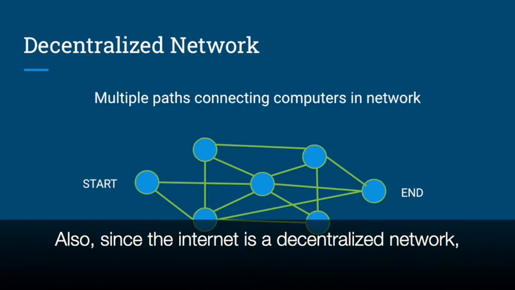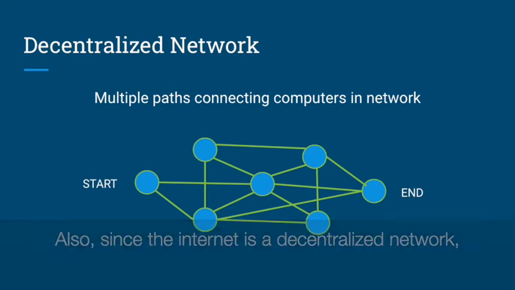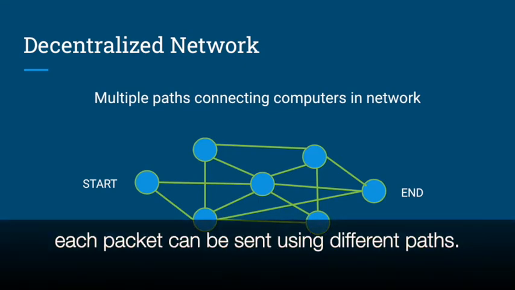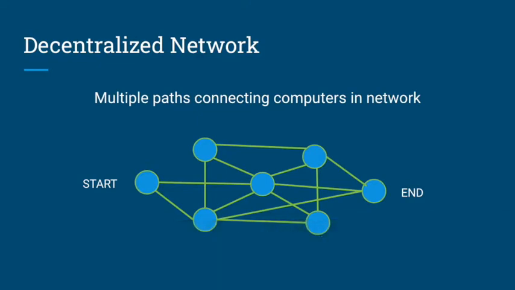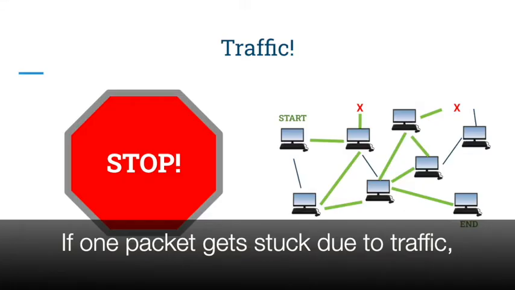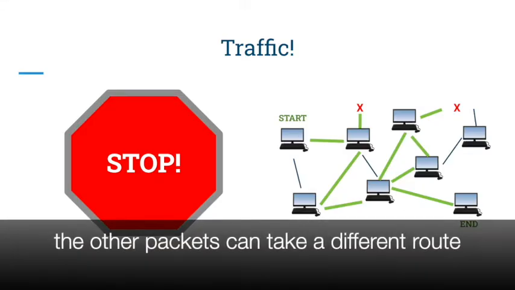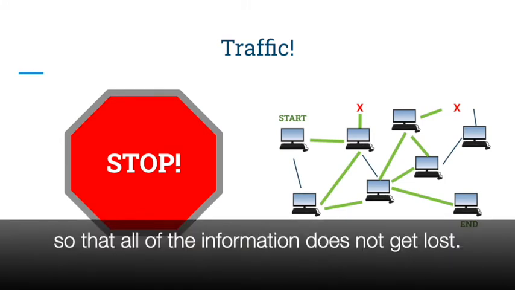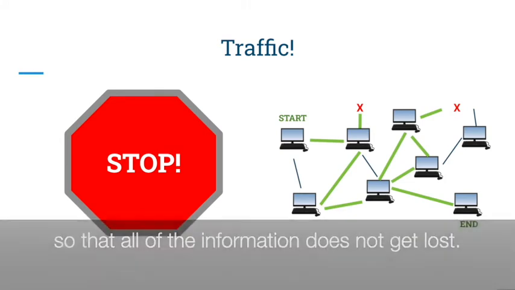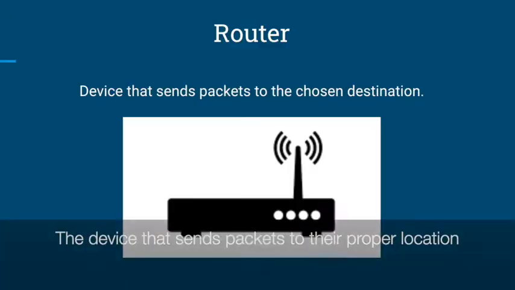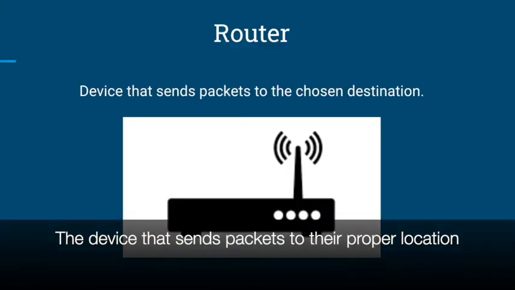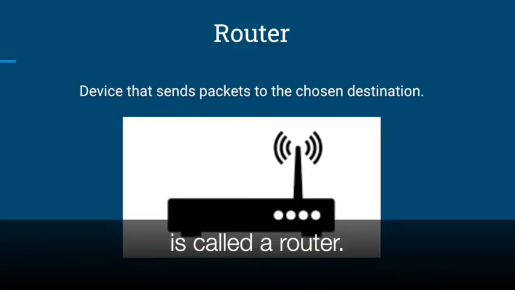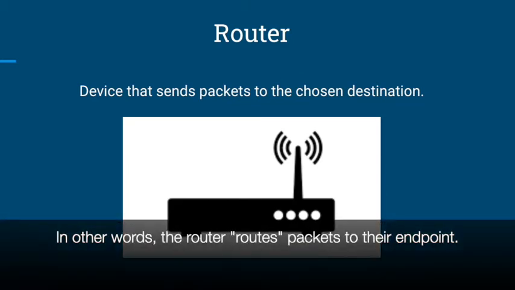Also, since the internet is a decentralized network, each packet can be sent using different paths. If one packet gets stuck due to traffic, the other packets can take a different route so that all the information does not get lost. The device that sends packets to their proper location is called a router. In other words, the router routes packets to their endpoint.